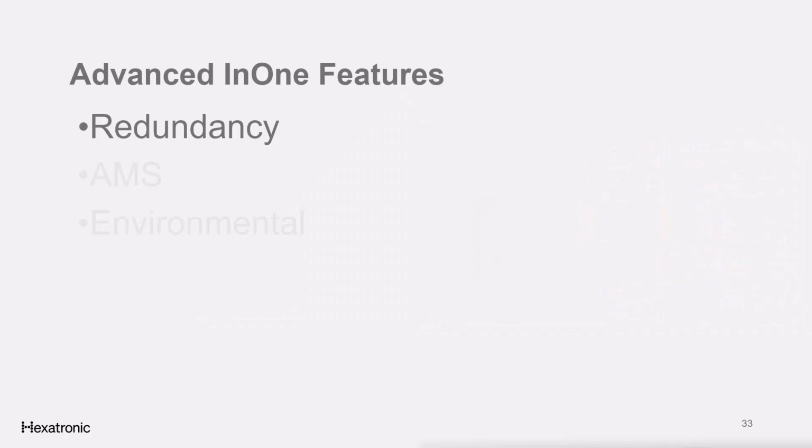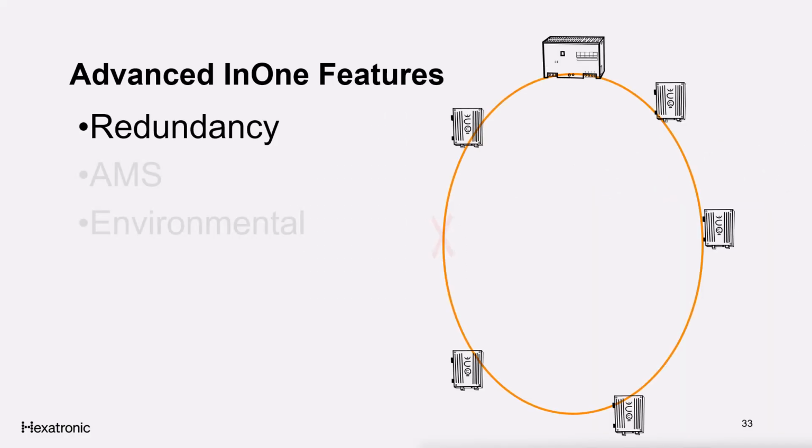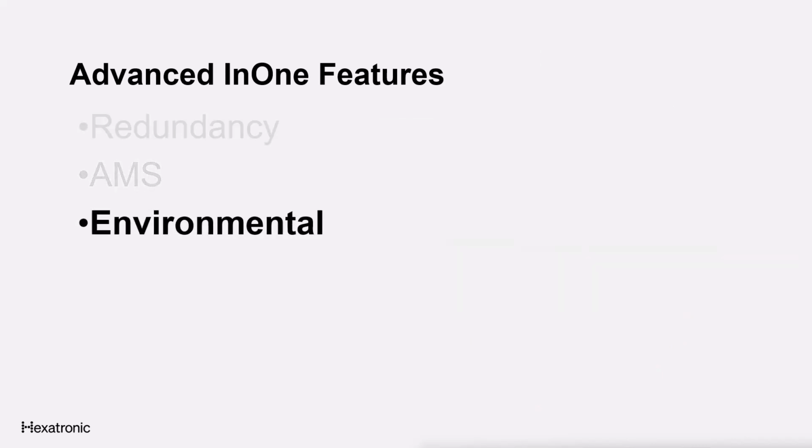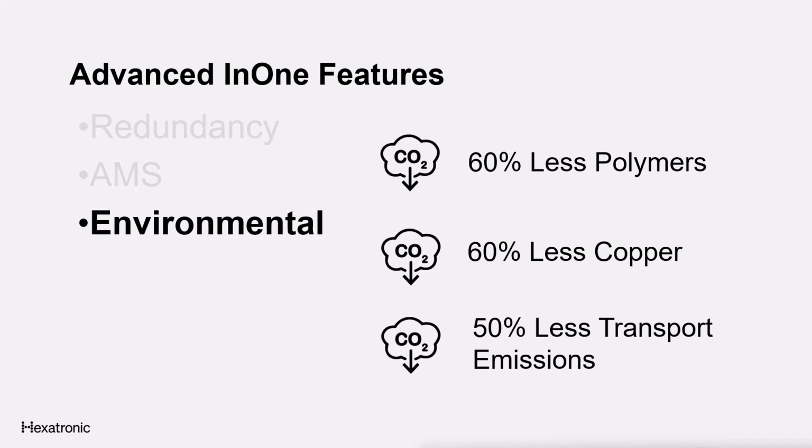Additional features of the in-1 solution that we will not get into detail today are hybrid rings for redundancy, alarms for locating cable cuts, and monitoring that can be integrated with your systems. And finally, a great reduction in CO2 emissions makes in-1 not only a better technical solution but the right solution.